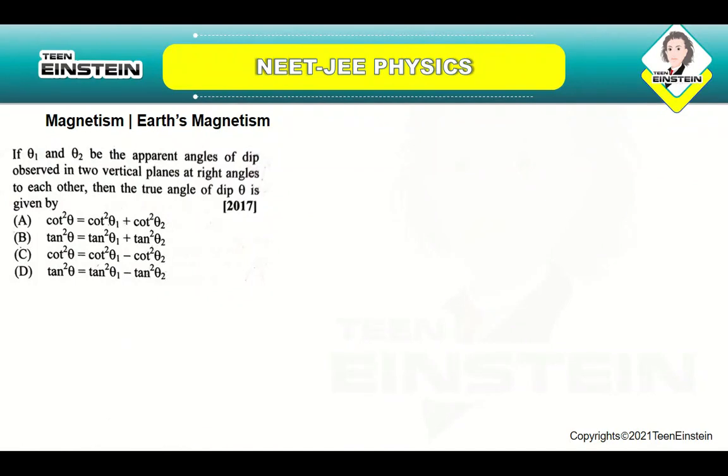Let us see the next question. If theta 1 and theta 2 be the apparent angles of dip observed in two vertical planes at right angles to each other, then the true angle of dip theta is given by. Okay, so here they are telling that theta 1 and theta 2 are the observed angles of dip in two mutually perpendicular planes, and theta is the true value of dip.